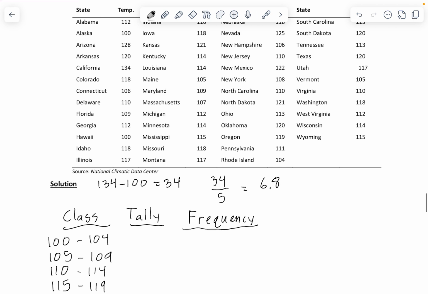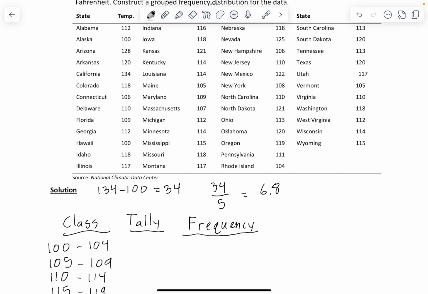My first class is 100 to 104. Let's go through the states alphabetically. I'm going to look for all the numbers that fall within the range from 100 to 104, and every time I find one, I'll cross it off and put a tally. The first one I see is Alaska. The next one looks like it's Hawaii, so another tally.